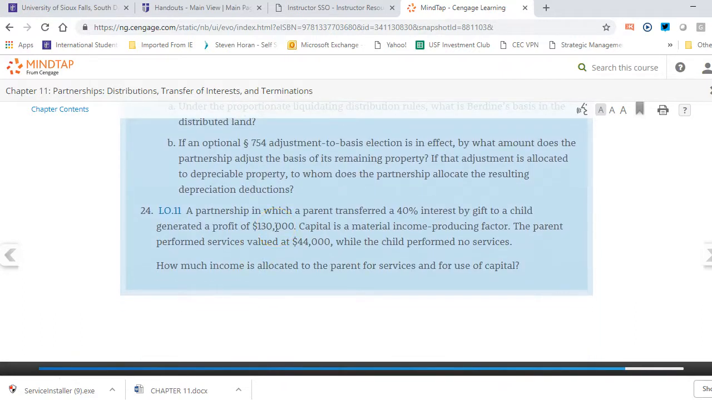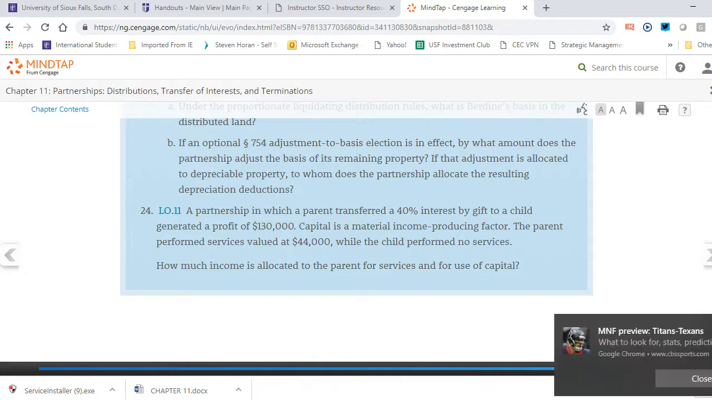Question 24. A partnership in which a parent transfers 40% interest by gift to a child generated profit of $130,000. Capital is a material income producing factor, and the parent performed services valued at $44,000. The child performed no services. How much income is allocated to the parent for services and for use of capital?